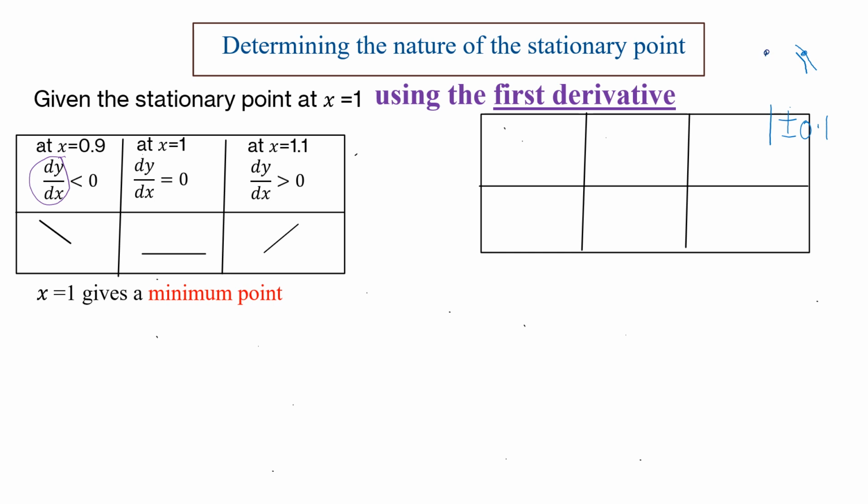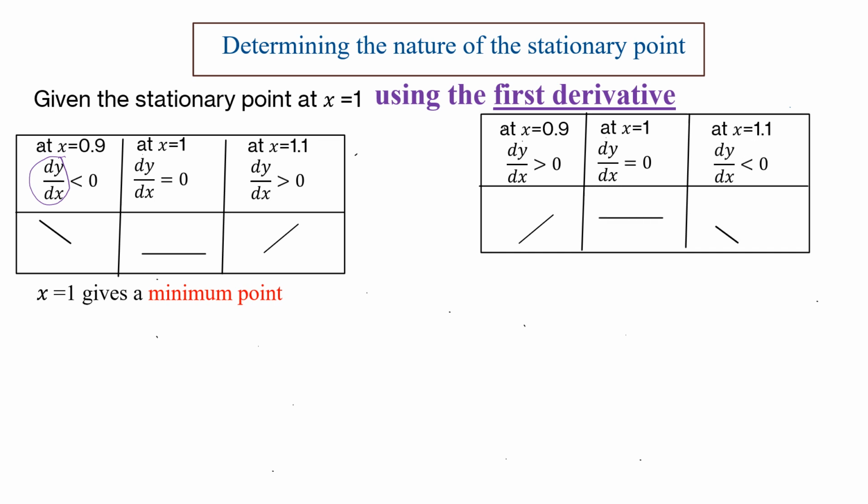So we use a similar concept. We let x equals 0.9, and if you find out that the gradient function, whatever dy dx you have, is a positive value, this is how your tangent line will look like. And of course, x equals 1 is where you get your dy dx equals 0, the horizontal line. And then if you join them up, you will get a maximum point.